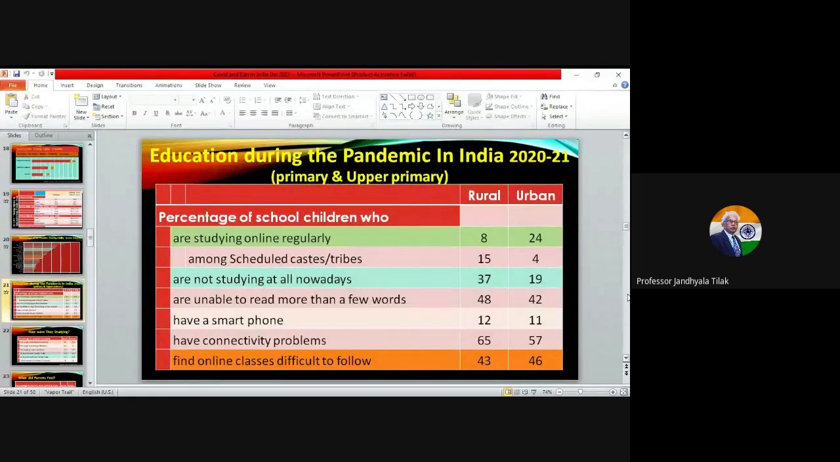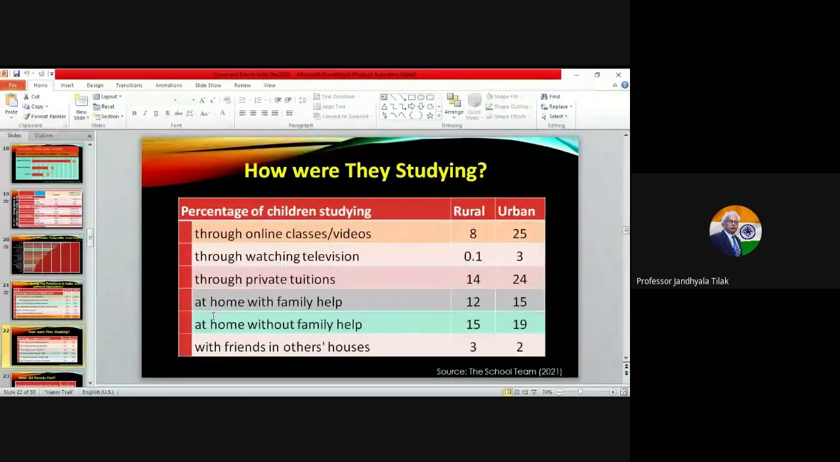In fact, we have to contrast with other kinds of evidence that we have. 48% of the children, among those who are spending some time with the activities, are unable to read more than a few words. And only 12% of the rural children have access to smartphones. While access to a smartphone doesn't mean that it is accessible to all the members of the household or all the time that is required for the school activities, etc. And many people, both in urban and rural areas, have very severe connectivity problems. In fact, we find those problems severe even in the metropolitan cities. And nearly half these children find the online classes really very difficult to follow. And as a result, they lost interest in education also.